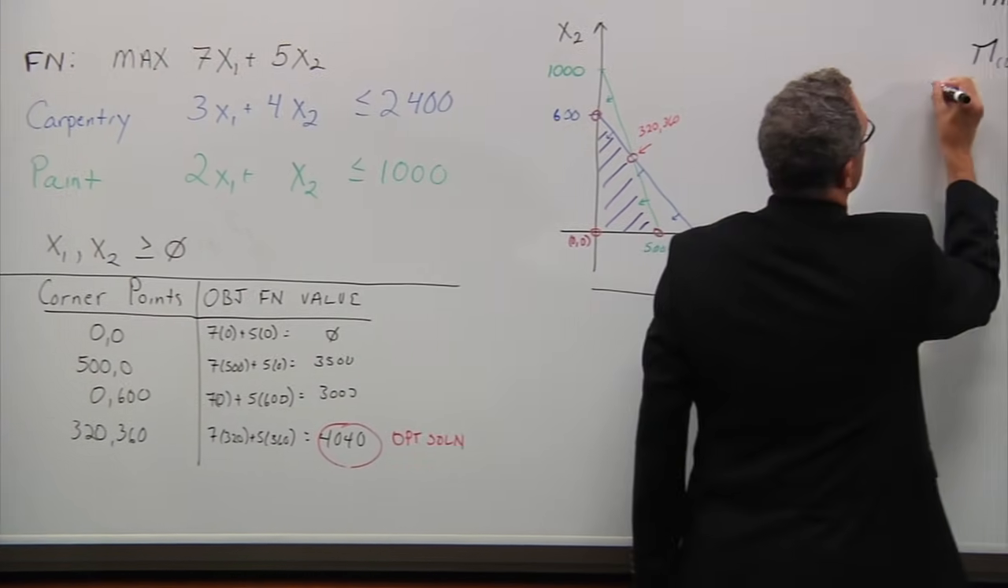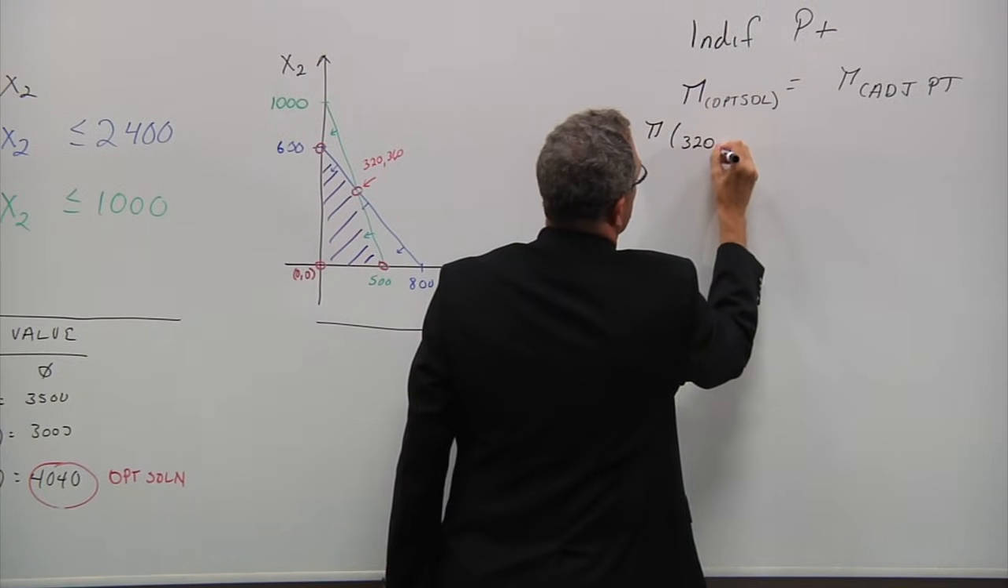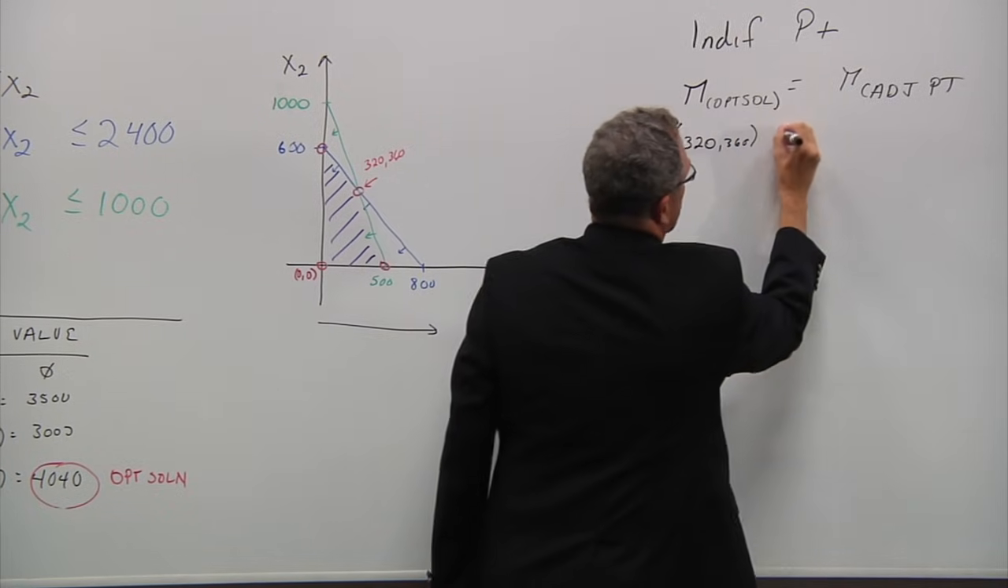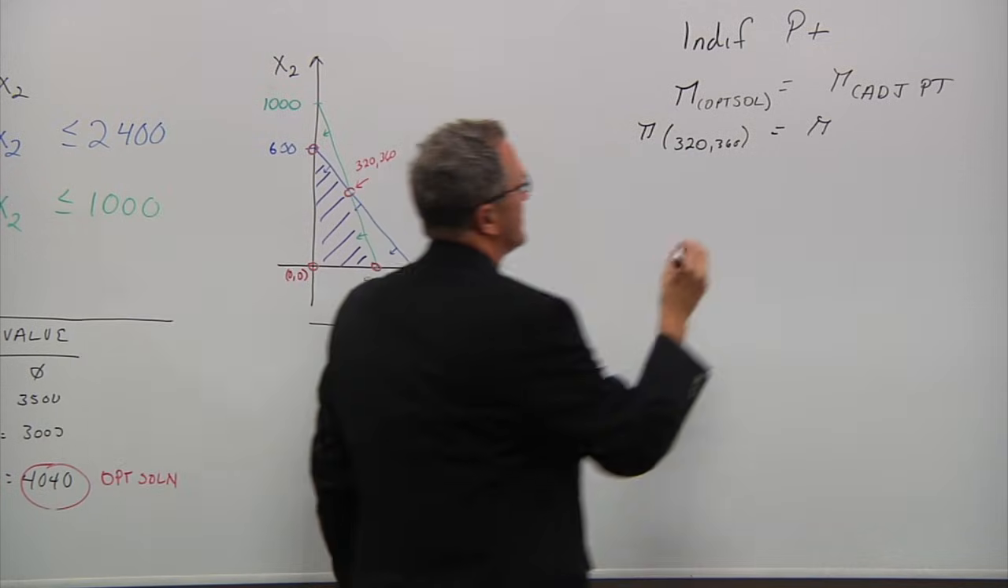So I'll have profit at the current optimal solution, which is 320, 360, is going to equal profit at the adjacent point, 500, 0.